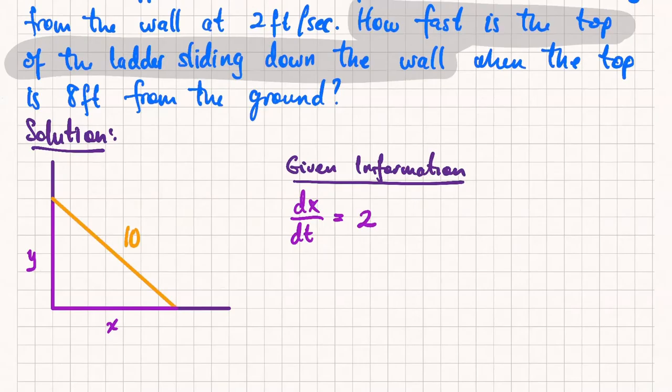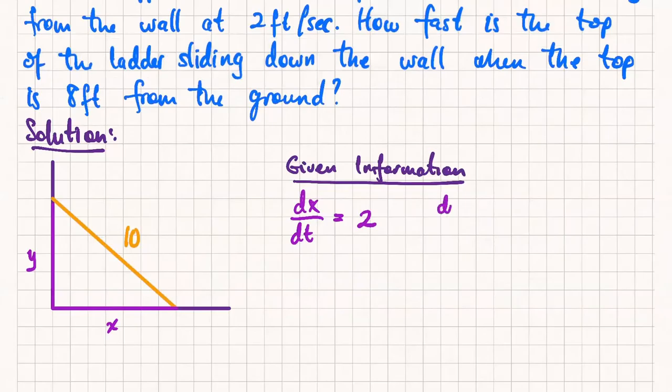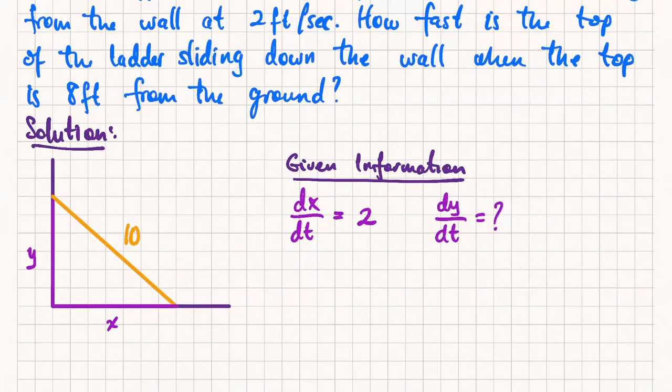dy dt, that is correct. It's asking how fast the top of the ladder is sliding down the wall, so it's actually asking us for dy dt. So I'm going to write here dy dt equals question mark, because that's what we want to find out. This isn't proper notation in mathematical notation, but I'm going to use it as an abbreviation to say our goal is to find dy dt. That is our goal.